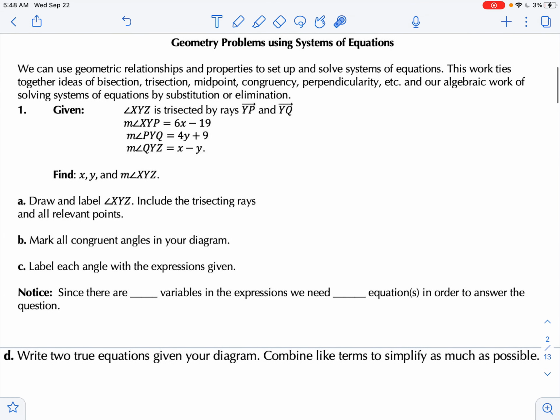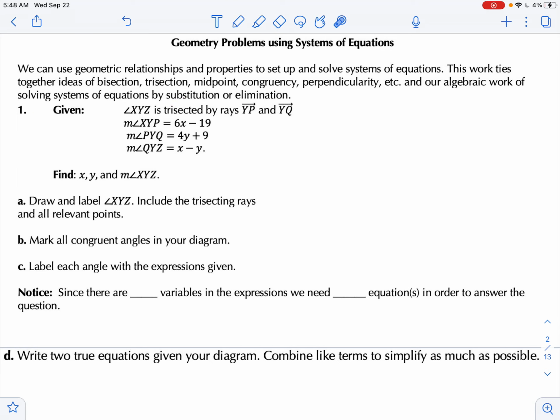We just need to make sure that we're not making up any information, that we're truly only using facts that we know. Okay, so we're going to use geometric relationships and properties to set up and solve systems of equations. This work ties together ideas of bisection, trisection, midpoint, congruency, perpendicularity, and more in our algebraic work of solving systems of equations by substitution or elimination.